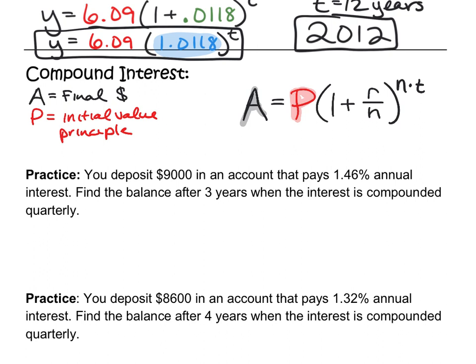The next letter we run into is R, and R is just like R was in the other problems. What did R stand for in our other problems? Rate, and make sure it's in a decimal when we plug it in. Then we have this extra letter we've never had before, N. N is very interesting because N stands for the number of compoundings each year.